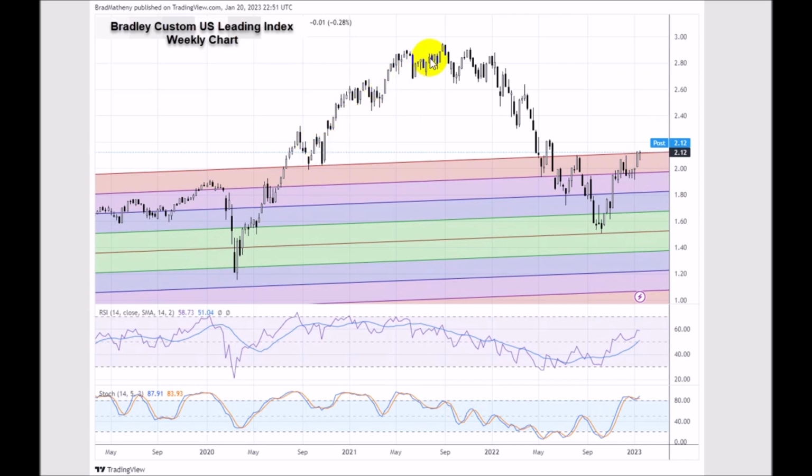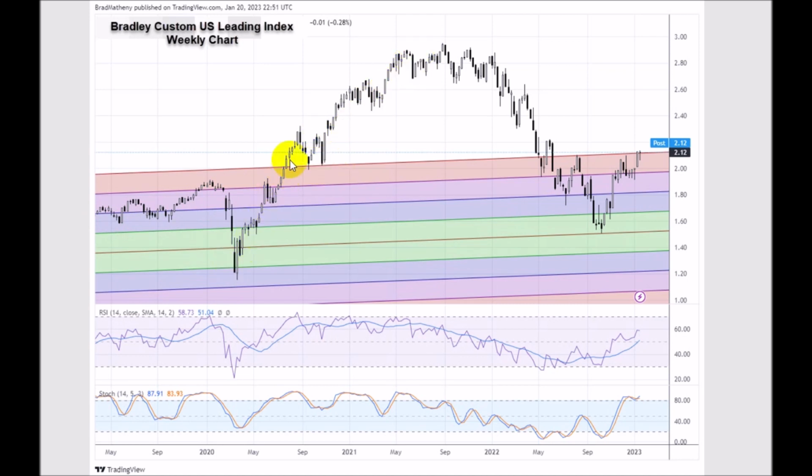The leading index doesn't get outside of this range very often. Remember, this was the 2019 rally. This is COVID. This is the basing and bottoming that took place. You can see we got up into this level, stalled back out over here, and then moved forward. This was the election, the presidential elections, and then we moved into this point.